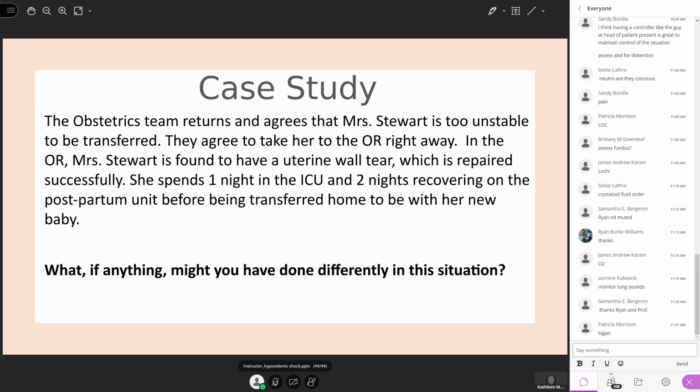But I think that's the cardinal response to all shocks, that tachycardia. That's going to be like that first sign because that's your heart trying to save you, basically. It's pretty amazing.